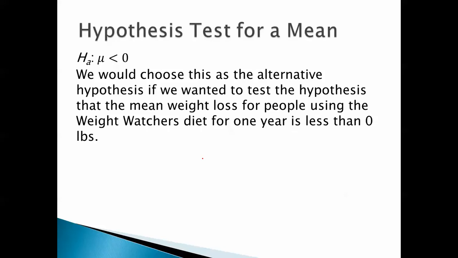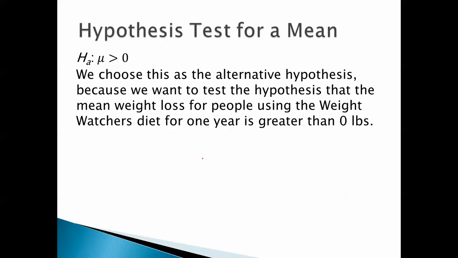We would choose this as the alternative hypothesis if we wanted to test the hypothesis that the mean weight loss for people using Weight Watchers diet for 1 year is less than 0 pounds, but that's not what we have. We would choose this as the alternative hypothesis if we wanted to test the hypothesis that the mean weight loss for people using Weight Watchers diet for 1 year is greater than 0 pounds. Ding, ding, ding. That's what we have.